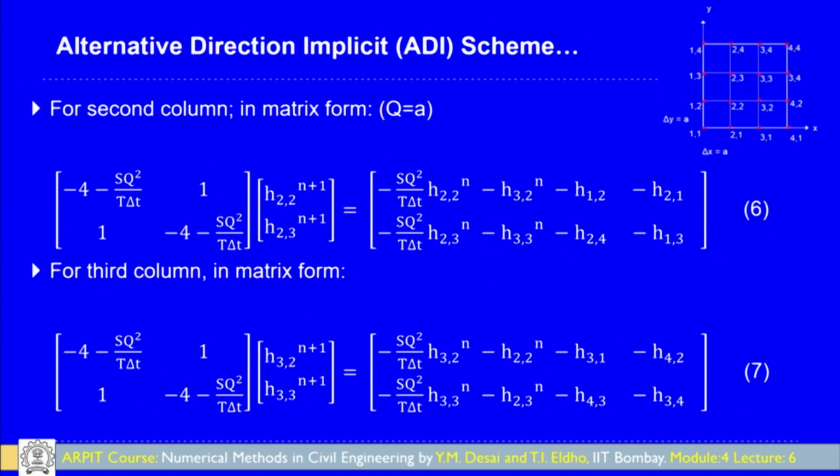And similarly, for the third column also we can write. So, here h32, h33. So, first h22, h23 and then h32, h33. So, this is for the second column. So, we can write as in equation, I mean here in this case please remember this is first, this is second, this is third. So, that is why second column, and this is the third column. So, we can write the equation as in equation number 7.